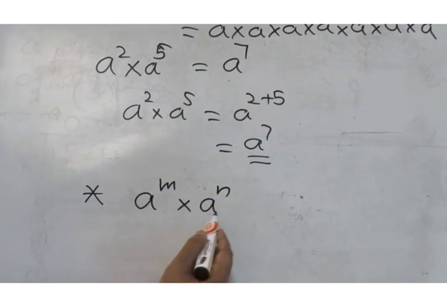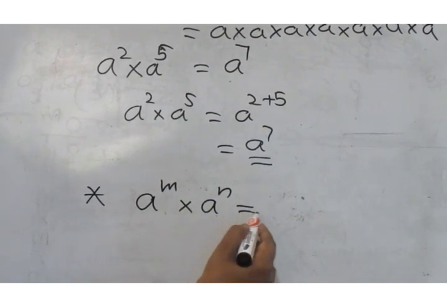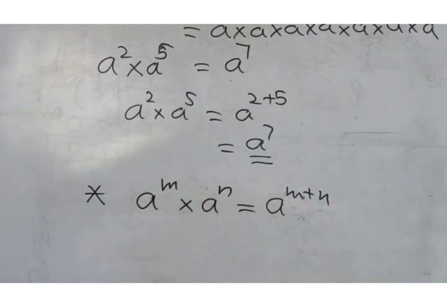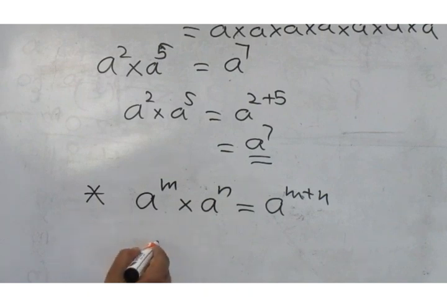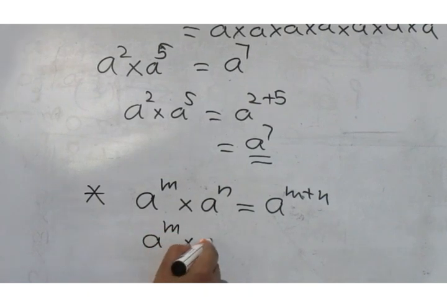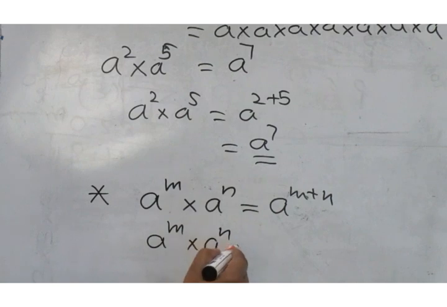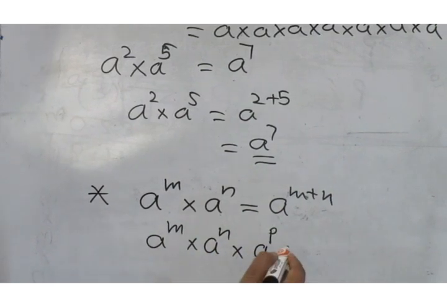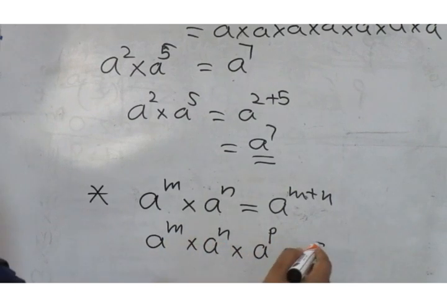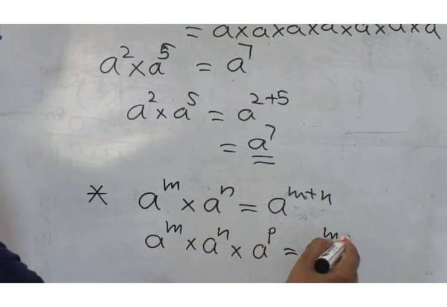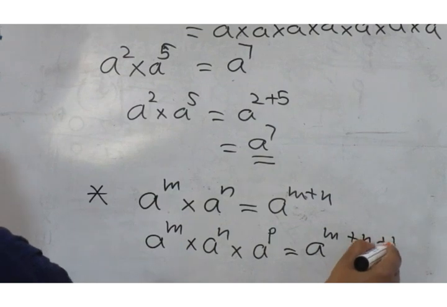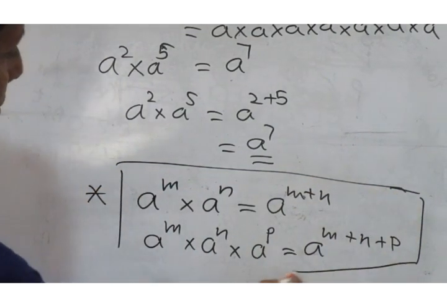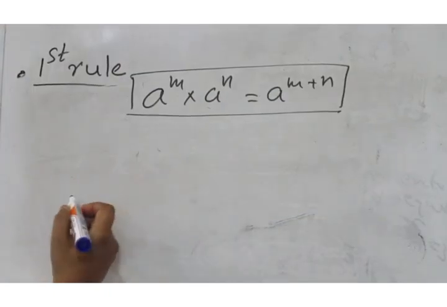Now this is the product of equal bases. Then indices are added. Then we can write this product taking product of three equal powers. Then indices are added. Now we will do some calculations.